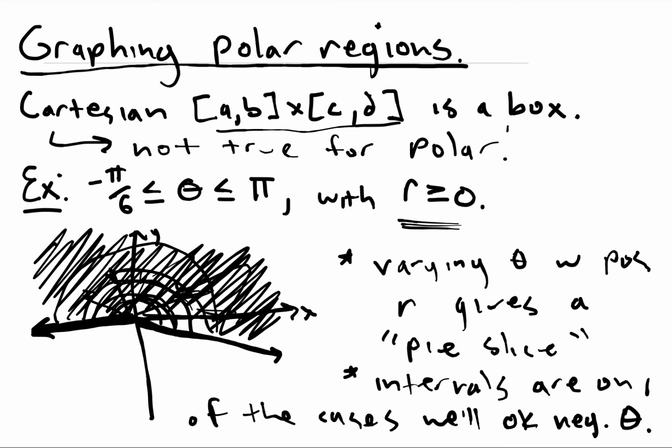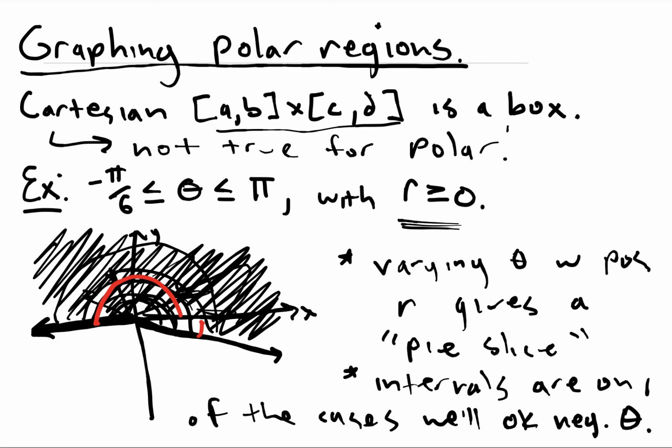The reason I specify that is that instead of saying theta has to be between 0 and pi, or it has to be between 11 pi over 6 and 2 pi, we don't want to do that. We don't want to break it up into two pieces. This is one of the few exceptions where we'll allow negative theta.